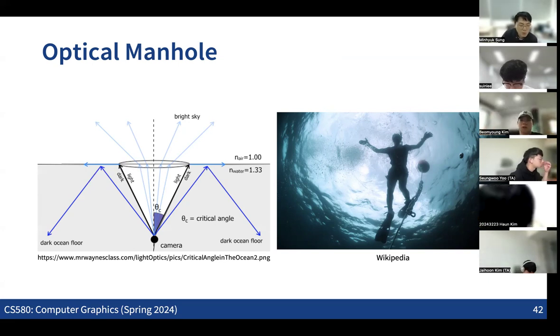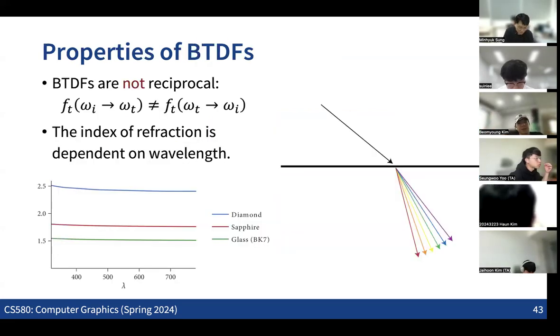And also, one of the properties of the BTDF, the bidirectional transmittance distribution function, is that BTDFs are no longer reciprocal. Which means that when you flip the incoming and the outgoing direction, the ratio can change.